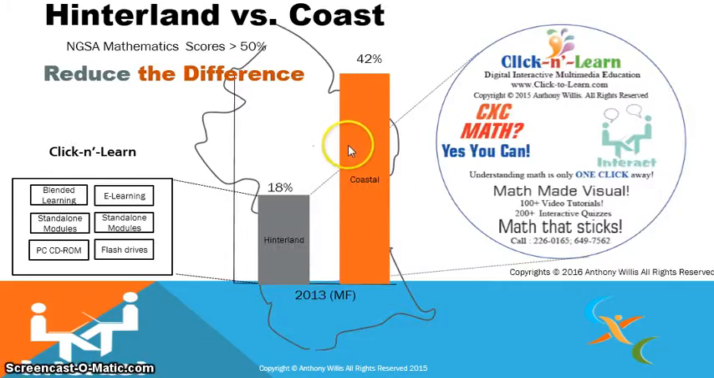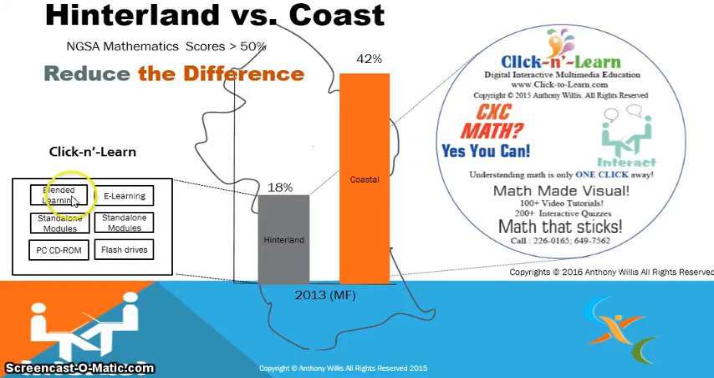Here I show you visually the difference. The Guyana Education Sector Plan wants to reduce the difference, the disparity in the performance between the hinterland and the coastal region. It's a huge gap. I'm suggesting that one way to reduce this disparity is by integrating ICT in education.